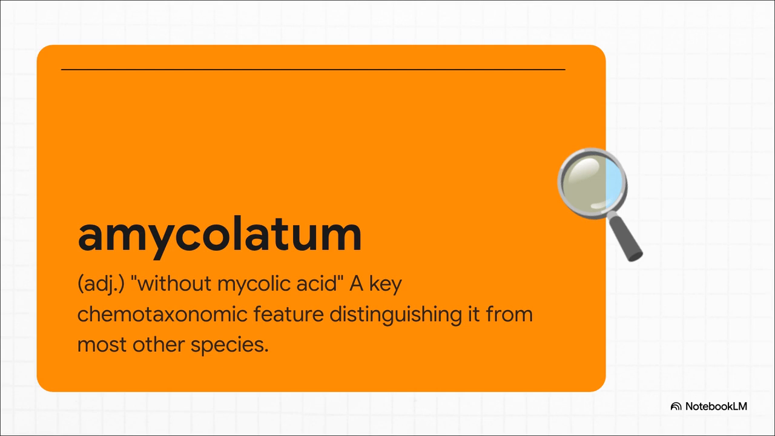This is a huge deal because most Corynebacteria have mycolic acids. It's one of their defining features. So even though gene sequencing puts it squarely in the family, this one key biochemical trait makes it the odd one out. It's a fantastic clue for us in the lab.